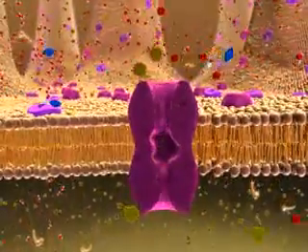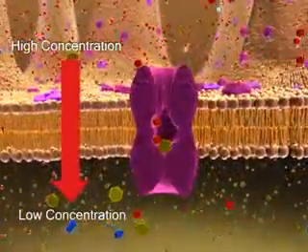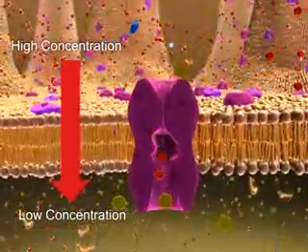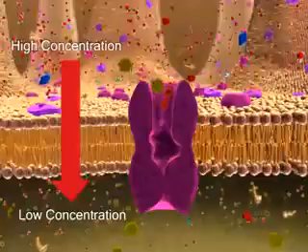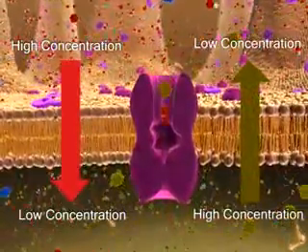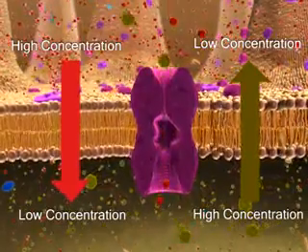Sodium ions move down their concentration gradient created by the sodium-potassium pump, but because glucose concentrations inside the cell can quickly exceed those outside the cell, glucose moves against its concentration gradient.